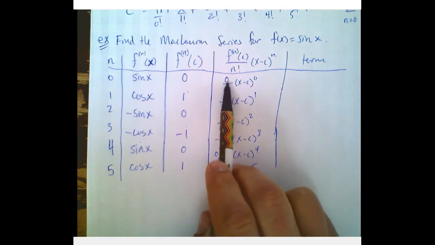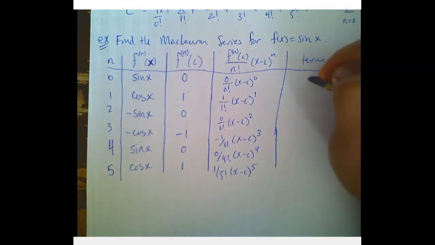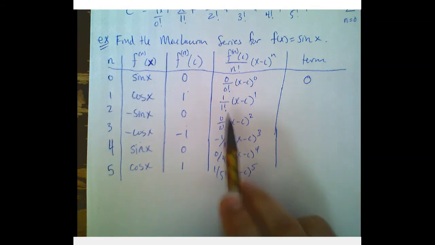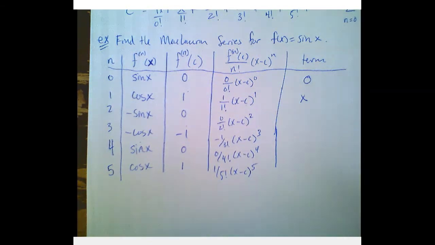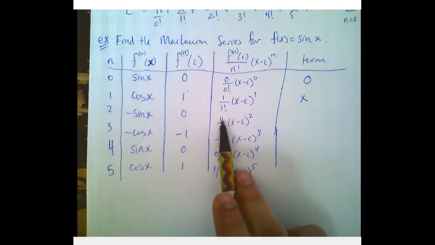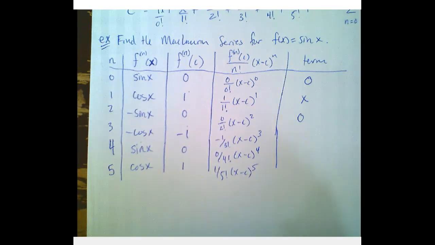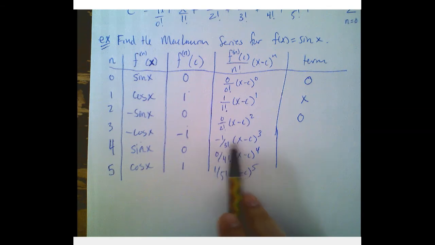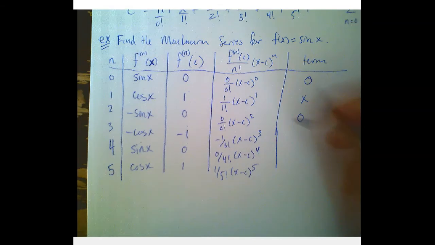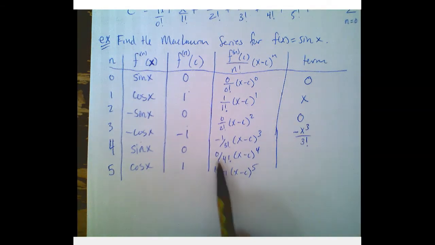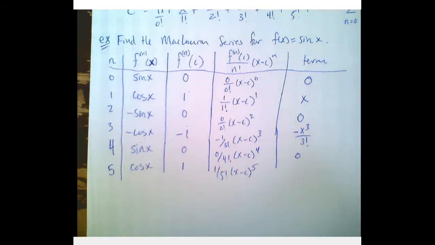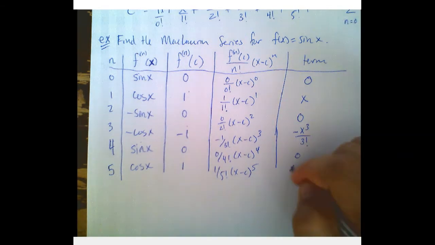So you can see here, this is going to be 0. It's 0 times all this stuff, so the first term is just 0. Second term would be 1 over 1 times x minus 0 to the first power, so this is just x. Next term would be 0. Then we get negative x minus 0 to the third, so that's just negative x to the third over 3 factorial. Next term is 0. And the last term is positive x to the 5th over 5 factorial.